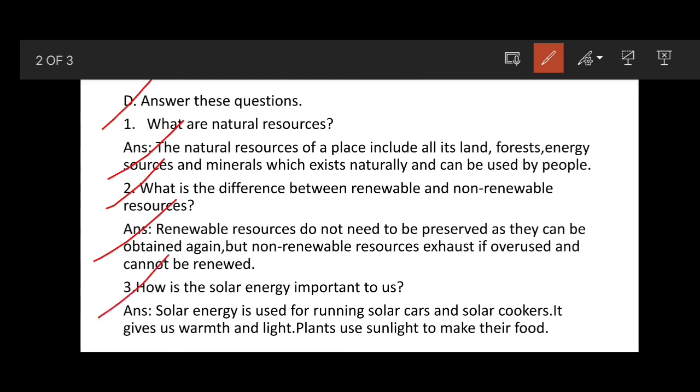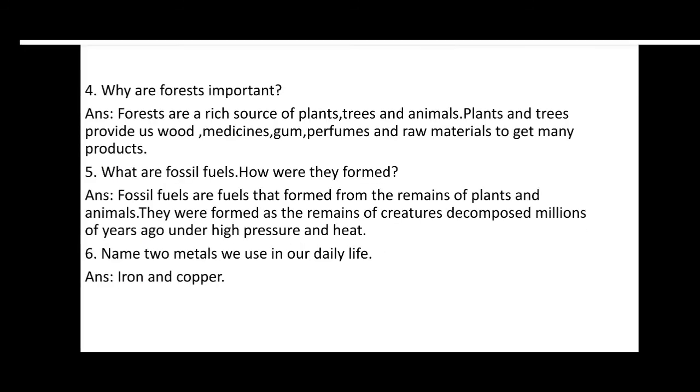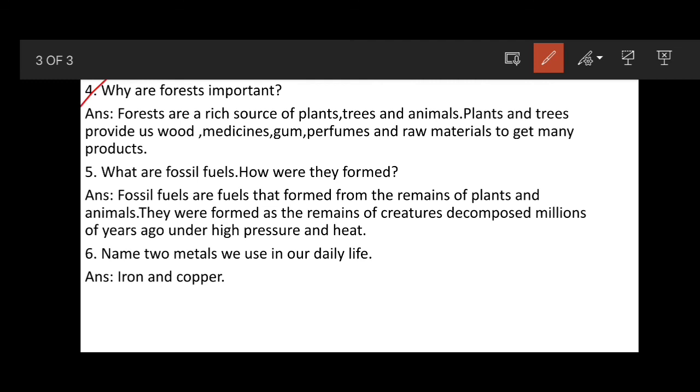Question number 3. How is the solar energy important to us? The answer is solar energy is used for running solar cars and solar cookers. It gives us warmth and light. Plants use sunlight to make their food. Next, question number 4. Why are forests important? Forests are a rich source of plants, trees and animals. Plants and trees provide us wood, medicines, gum, perfumes and raw materials to get many products.